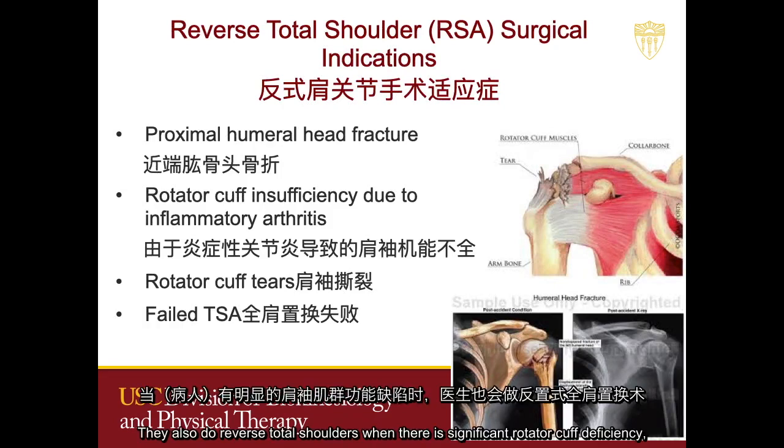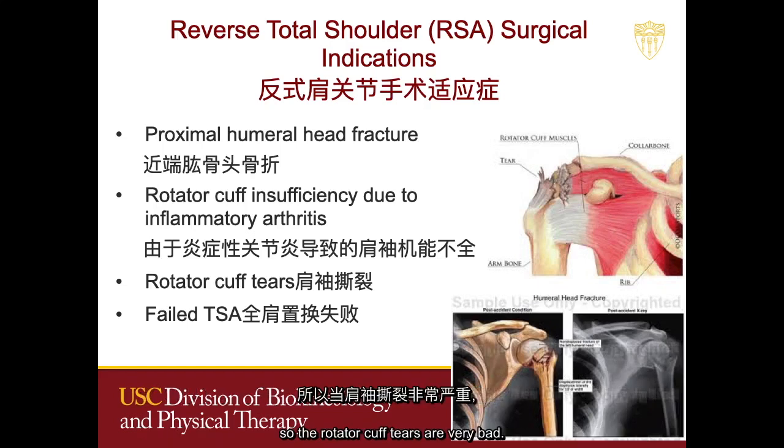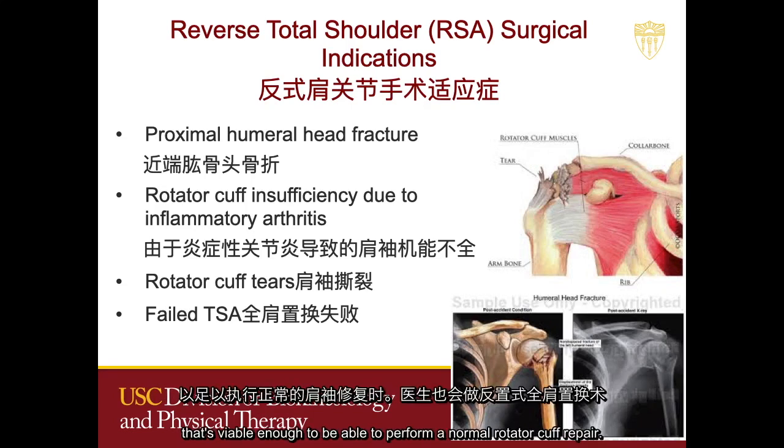They also do reverse total shoulders when there's significant rotator cuff deficiency. So the rotator cuff tears are very bad, or there just is not very much rotator cuff tissue that's viable enough to be able to perform a normal rotator cuff repair.